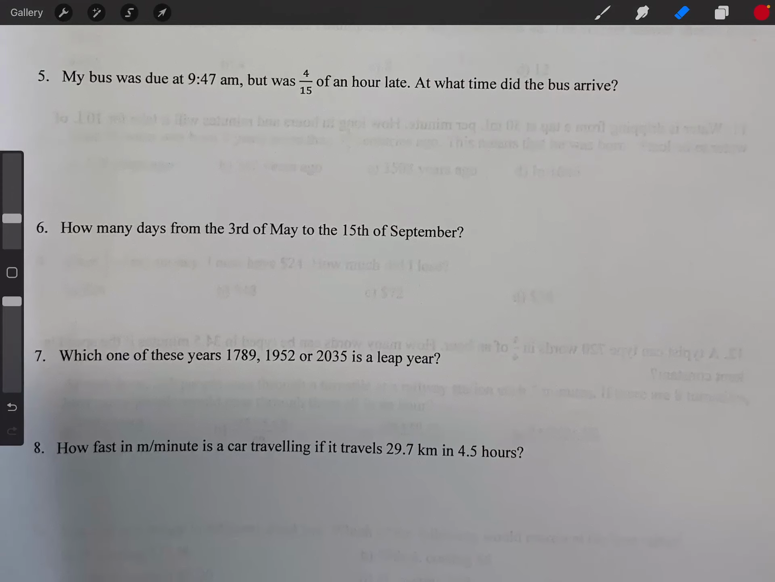Alright, next one. My bus was due at 9:47 a.m. but was 4/15 of an hour late. At what time did the bus arrive? So you need to find out how many minutes this is. This is not even an hour yet. This is only part of an hour. So we're going to take an hour, which is 60, divide it by 15 pieces, and take 4 of them.